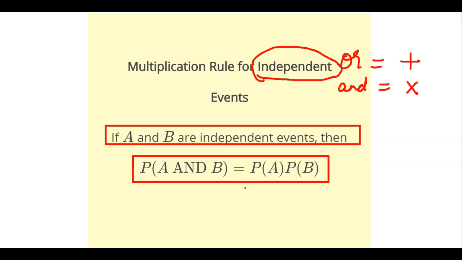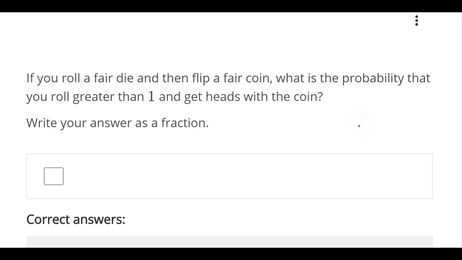So let me go ahead and show you different examples. This is a very good example. If you roll a fair dice and then flip a coin. So you are rolling a dice here and you are flipping a coin. Okay, now let me ask you this. Are these mutually exclusive? When I say mutually exclusive, I'm saying you cannot roll a dice and flip a coin at the same time. Is that true? No, you can do both. So they are not mutually exclusive.